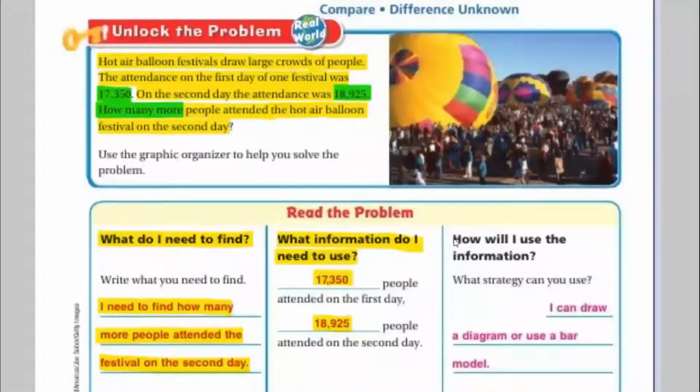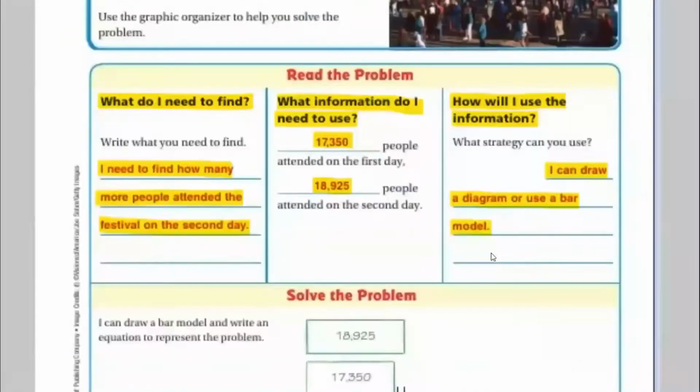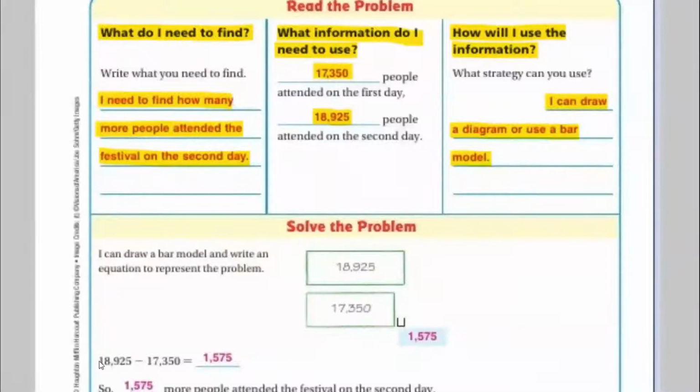Okay, let's move to the third question. Our third question here is how to use this information. I can draw a diagram or use a bar model. Okay, let's see how. As I said before, we're gonna subtract 18,925 minus 17,350. Okay, let's model it here.